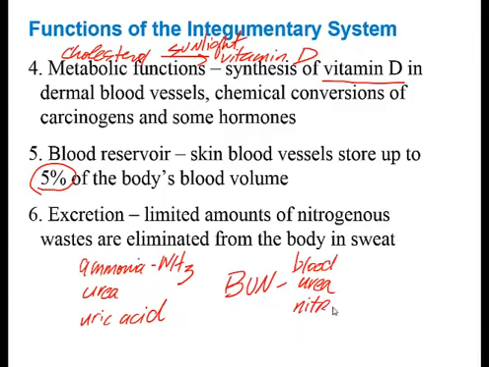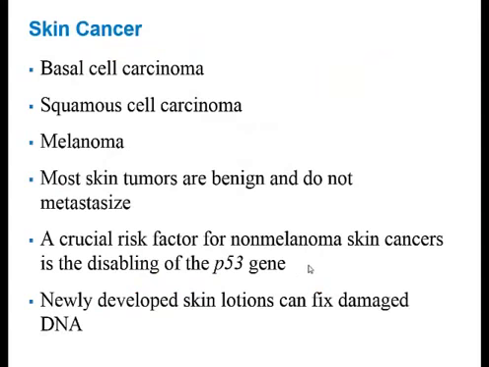And so if the BUN result is too high, this means that the kidney is not doing its job by getting rid of important nitrogen. But also the integumentary system, we know, can also be one of the excretory systems, and it can also get rid of nitrogen-containing compounds. Now the next section of your chapter is on skin cancers.